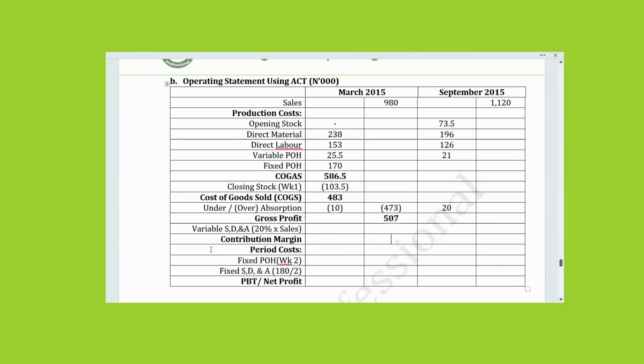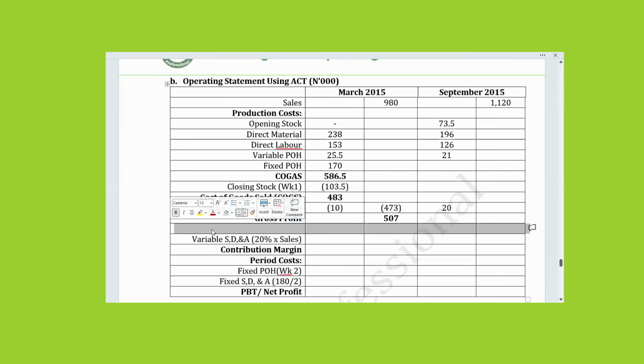So the next we are going to consider is non-production costs. We consider non-production costs, whether variable or fixed, provided it is non-production costs. So we then go back to the question. We are given variable selling, distribution, and admin, which is 20% of sales.